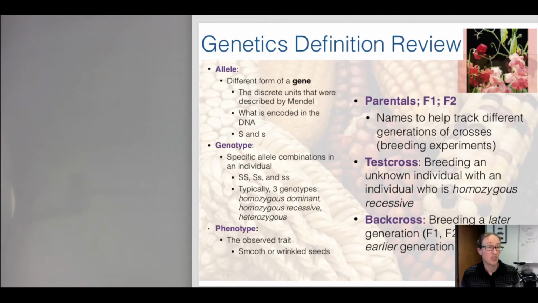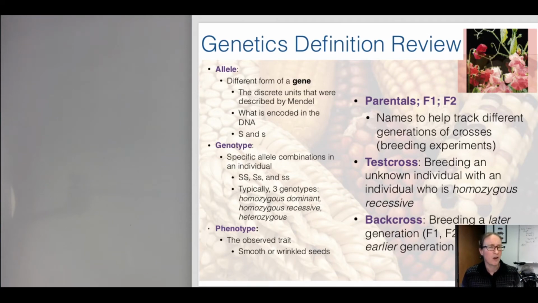We also talked about genotypes, which are the specific allele combinations that can be found in an individual. So each individual that is diploid will have two alleles. So for the case of a gene where there's a dominant and recessive allele, the genotypes that are possible are big S big S, big S little s, or little s little s. So there are essentially three different potential combinations: homozygous dominant, homozygous recessive, or heterozygous.